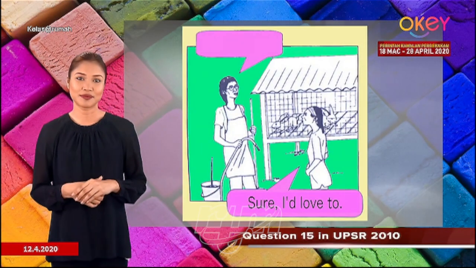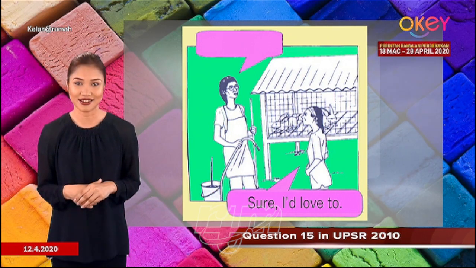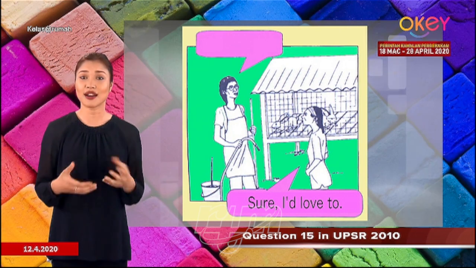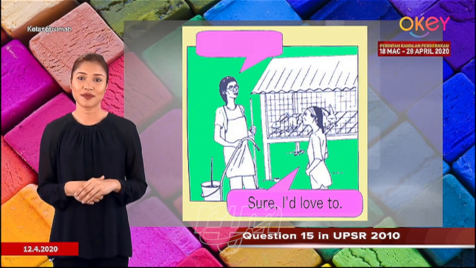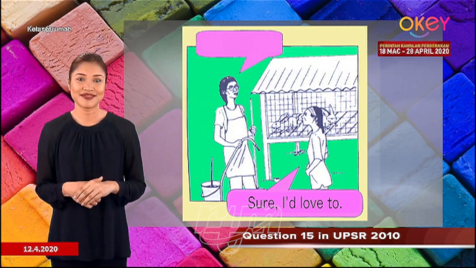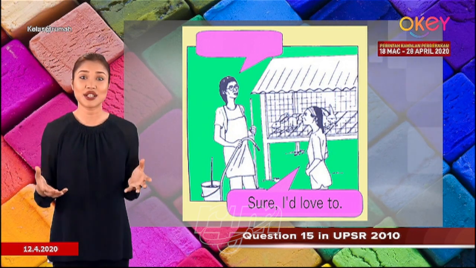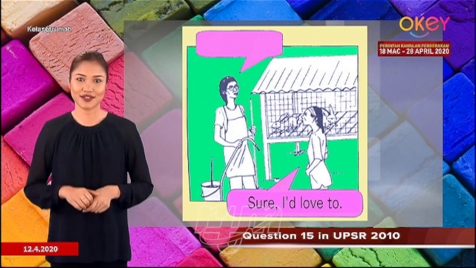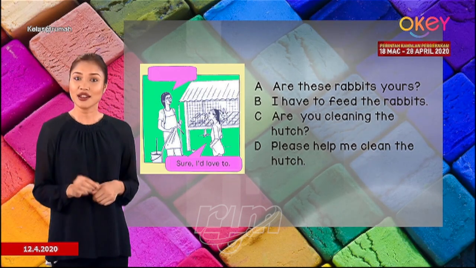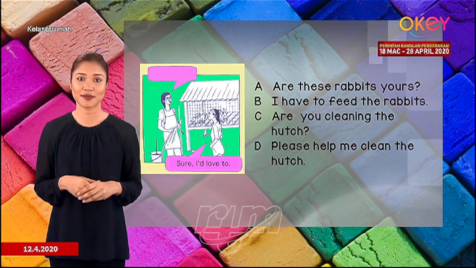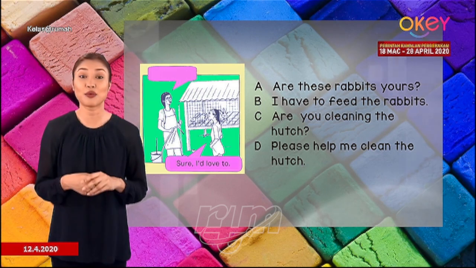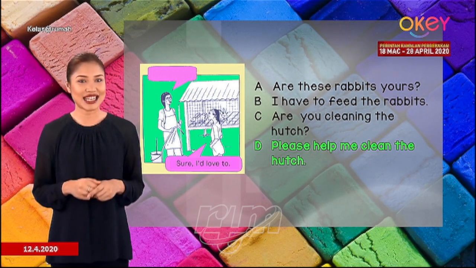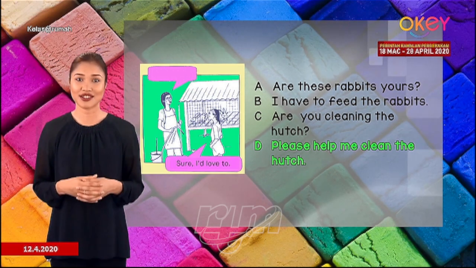Here's another example. Question 15 in 2010. The picture shows a woman talking to a girl. We can see the woman holding a hose and something long. Maybe a cleaning tool. There's a bucket beside her and a rabbit hutch in the background. The girl says, "Sure, I'd love to." We can guess from this situation that the woman is requesting the girl for help. So which answer best describes the woman asking for help politely? Yes, the answer is D. Please help me clean the hutch.